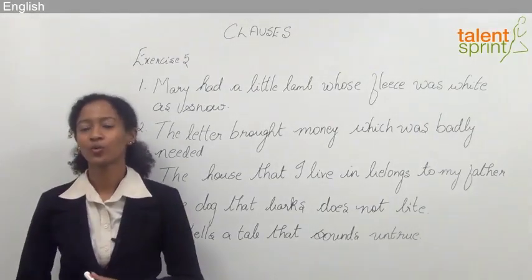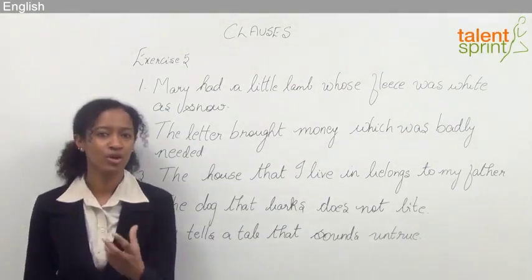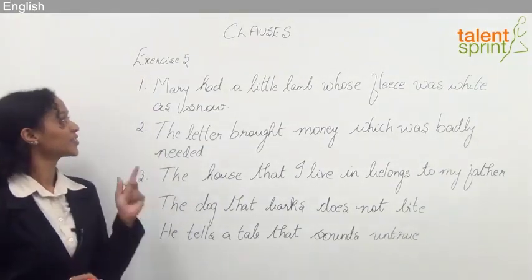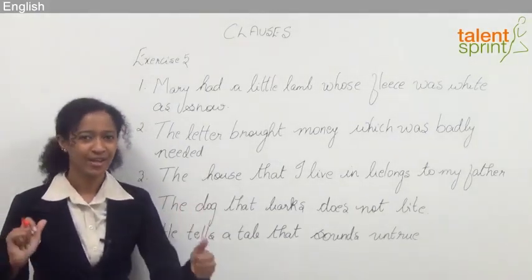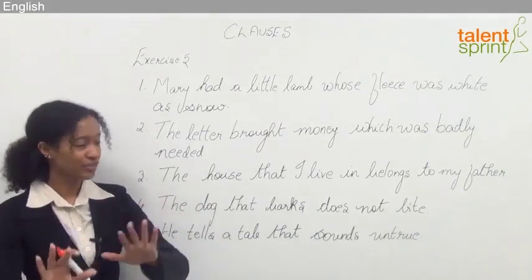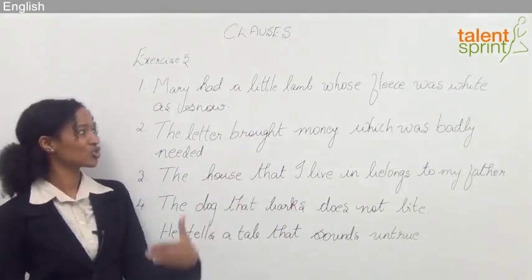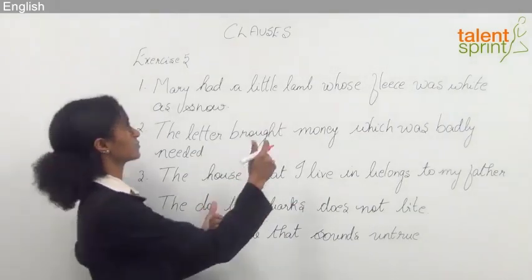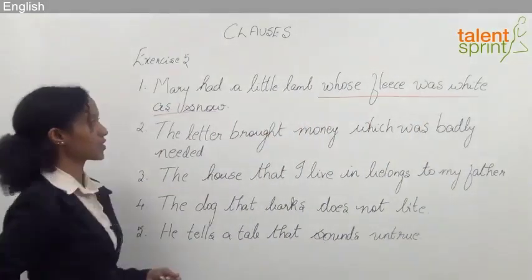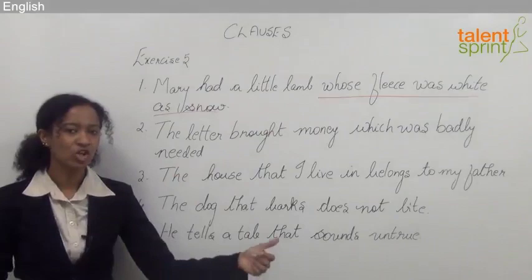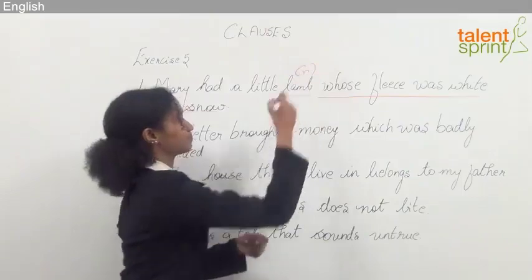In this exercise, we are going to identify the adjective clause and then say which noun or pronoun it modifies. Let's get started. The first one. Mary had a little lamb whose fleece was white as snow. You remember this rhyme? But we're not going there to the rhyme. Let's get back to the sentence. Where's my adjective clause? The adjective clause is whose fleece was white as snow. So this adjective clause is modifying the noun lamb.